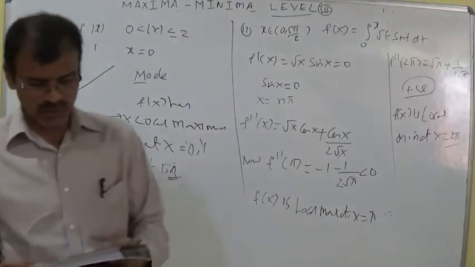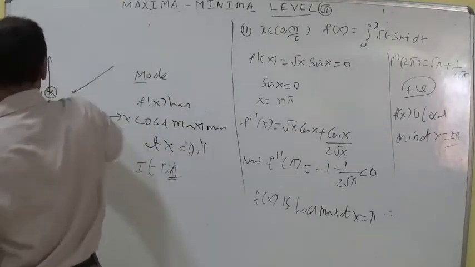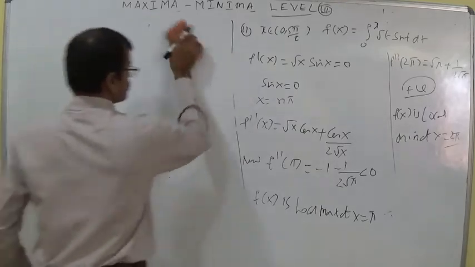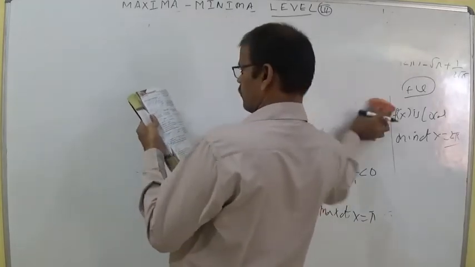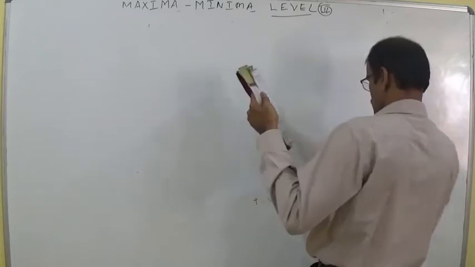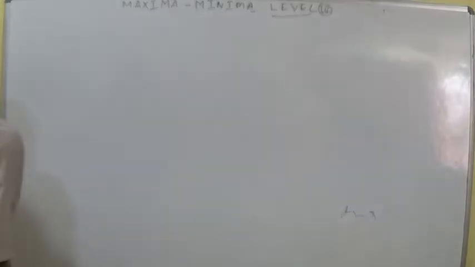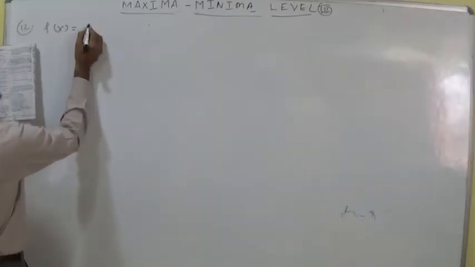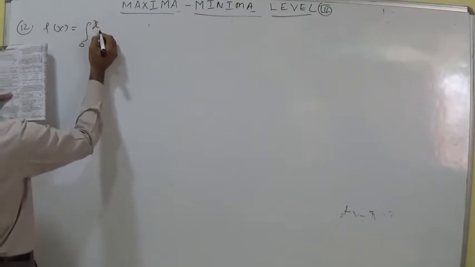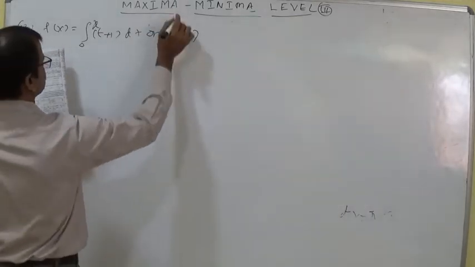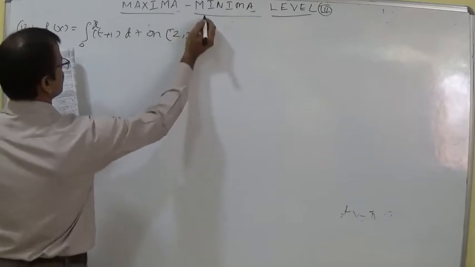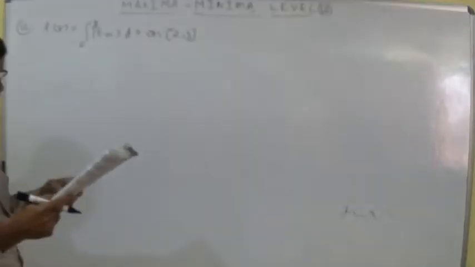Next, let us discuss the 12th question. The difference between the greatest and least value of f of x, where f of x is equal to the integral from 0 to x of t plus 1 dt, on the closed interval 2 comma 3. The difference between the greatest and least values.